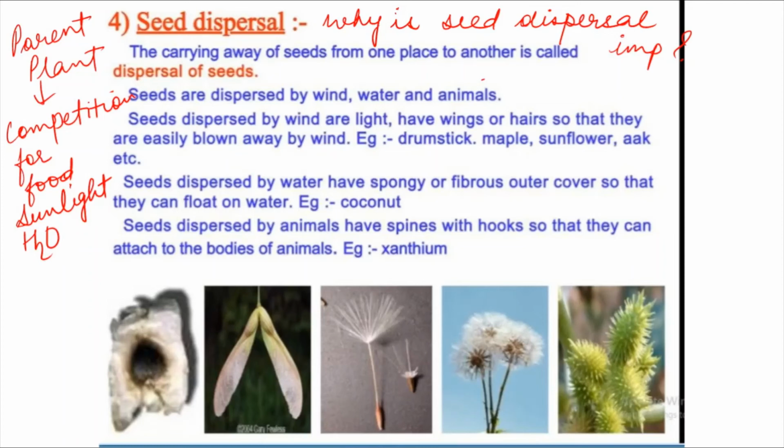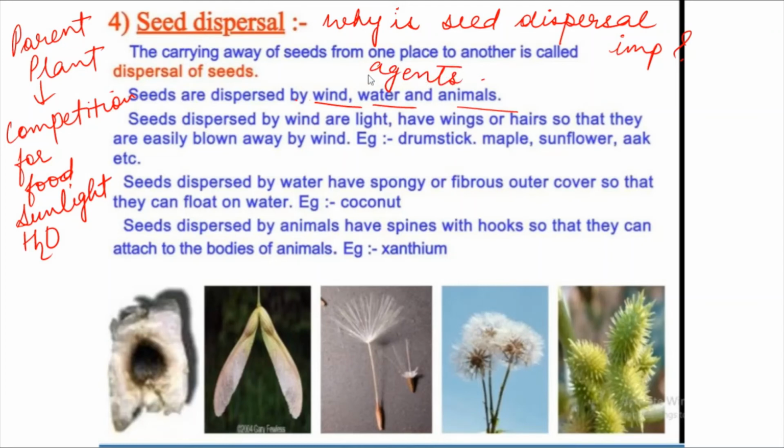Next is, how many methods of seed dispersal are there? Children, there are 3 methods of seed dispersal depending upon the type of agent that is required for the dispersal of seed. What are these agents? Let us first know. First is wind, second is water and third is animal. So these are the 3 agents required for dispersal of seed.